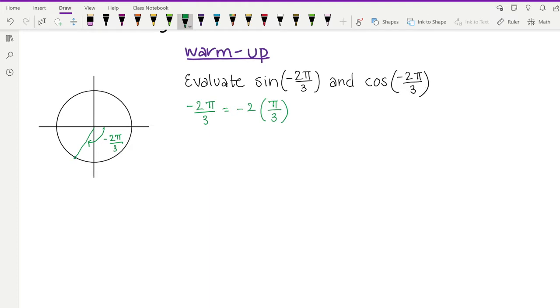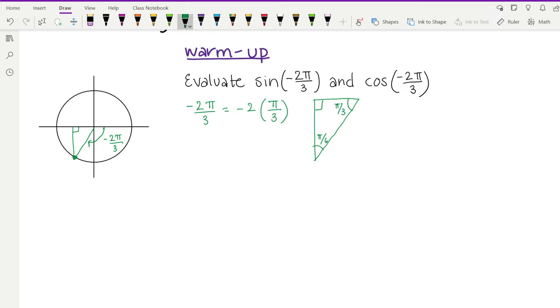So as we've seen in other examples, the way that we go about evaluating sine and cosine is by finding the terminal point, finding the x and y coordinate of the terminal point. And so if we were to sketch a little triangle here, we'd see that we have a 30, 60, 90 triangle. So I'll draw it here. We can tell that this angle here is going to be pi over 6, whereas this angle here is going to be pi over 3.